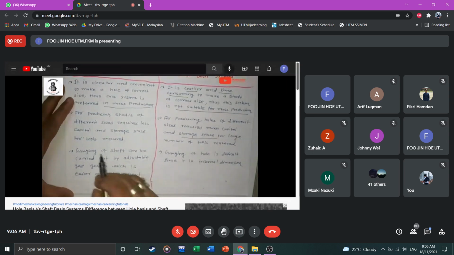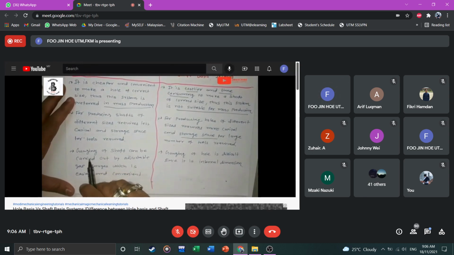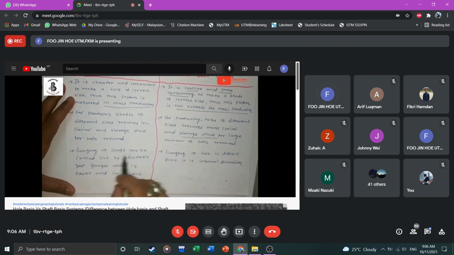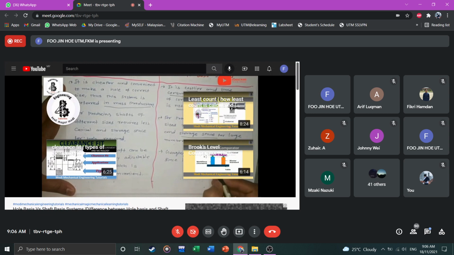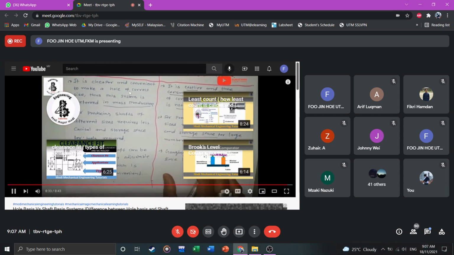And the last one: for the hole basis system, gauging of the shaft can be carried out by adjustable gap gauges, which is easier and convenient. So that is the measurement issue regarding the hole basis system. And for the shaft basis system, gauging of the hole is difficult since it is an internal dimension. So that is all regarding the basic difference between hole basis system and shaft basis system.